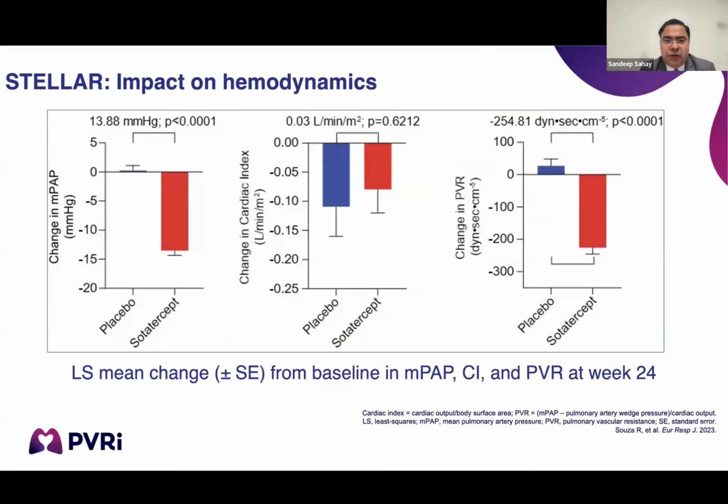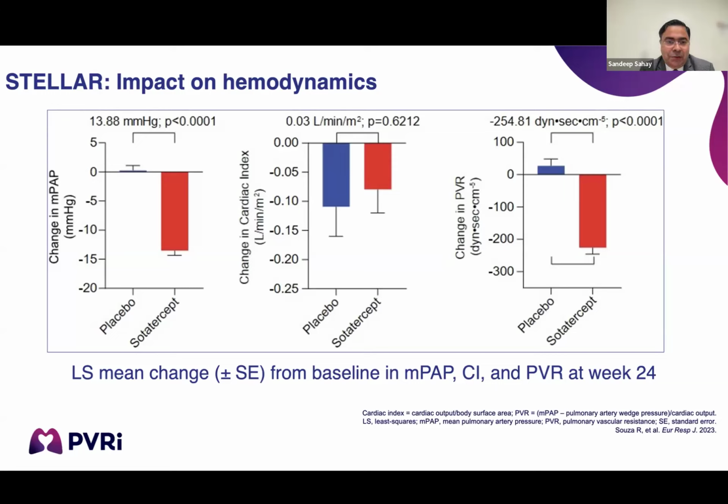This is just showing impact on the hemodynamics. Although the drug improved the mean pulmonary artery pressure, interestingly, the way it works, we did not observe much change in the cardiac output and cardiac index, and it's sort of still, I would say, a little bit of a mystery. There are multiple hypotheses. It's probably a hypothesis-generating finding, and there are multiple thoughts behind it. But again, we are not entirely sure of the reason why we did not observe that.